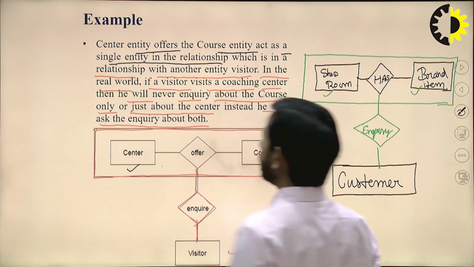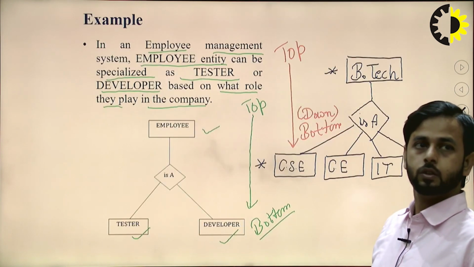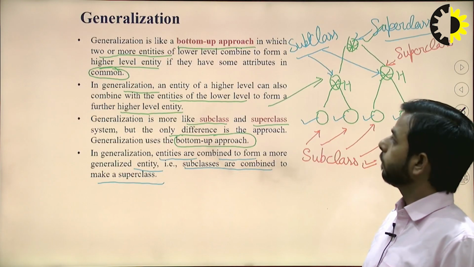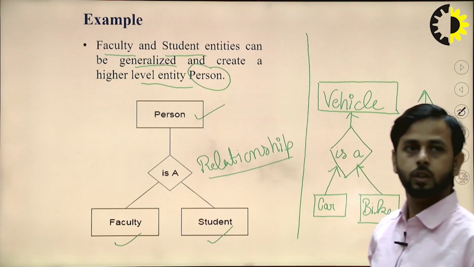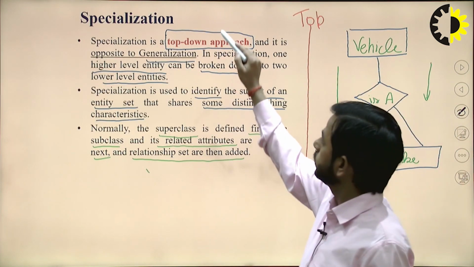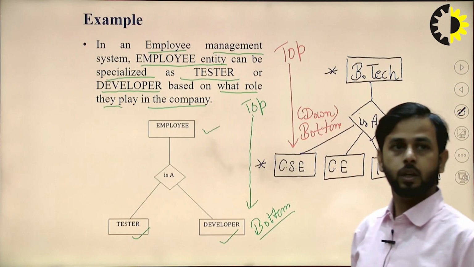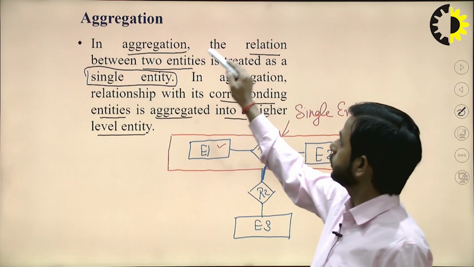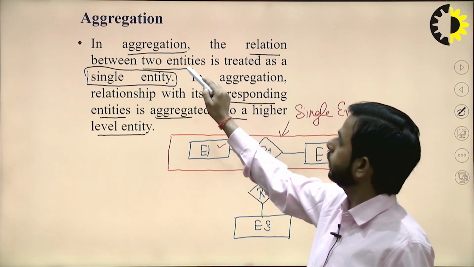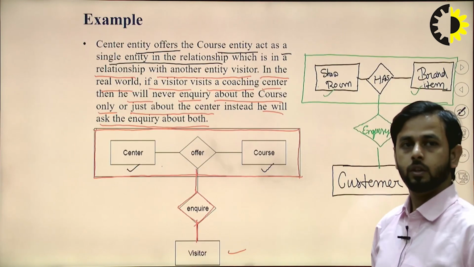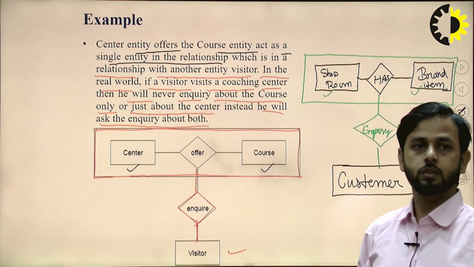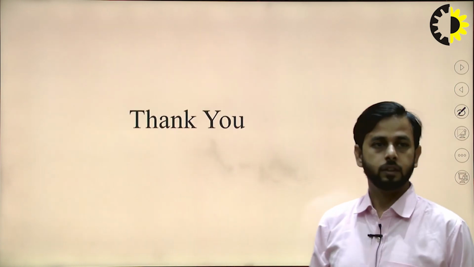So this is all about generalization. In generalization it is a bottom-up approach, specialization is a top-down approach, and in aggregation we combine two entities and treat these two entities as a single entity. So this is all about generalization, specialization and aggregation. Thank you.